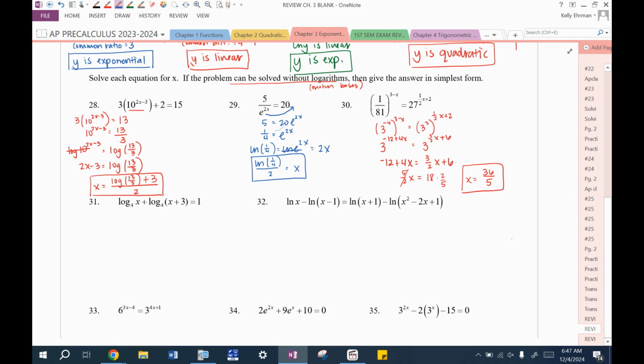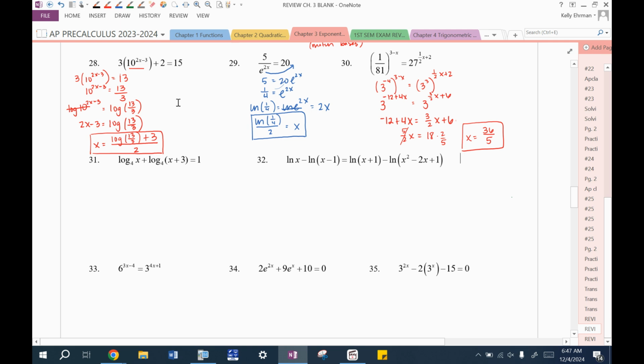All right, for 31, this is our first log equation. So if I have 2 logs and not a 0 on this side, then I need to condense first. So condense this into one single logarithm. Because we're adding the logs, you multiply the results together. So x times x plus 3 is x squared plus 3x equal to 1.